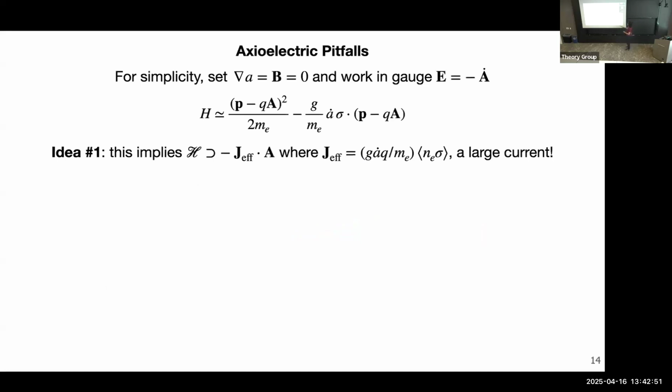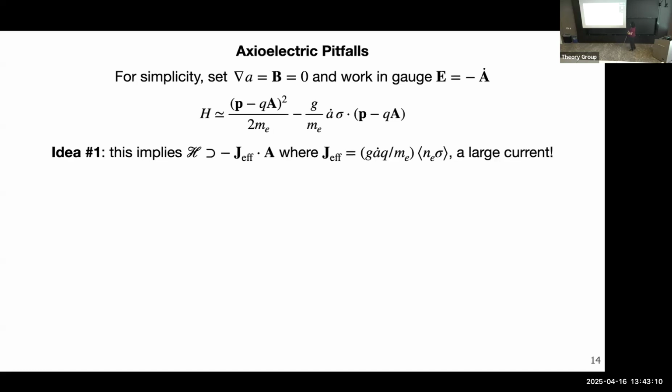So let's just get rid of the other stuff we don't care about right now. Let's have no B field. Let's get rid of the gradient for now. And now that I have no B field, I can actually gauge fix. Let's get rid of the scalar potential and just set E to minus A dot. So this is all to clean up the terms we don't want at the moment. So this is the Hamiltonian you get, the normal one plus the axioelectric term.